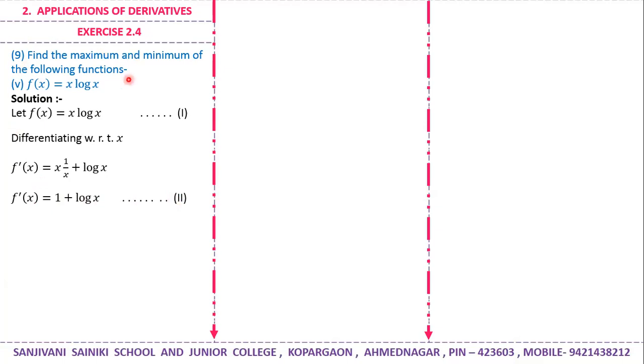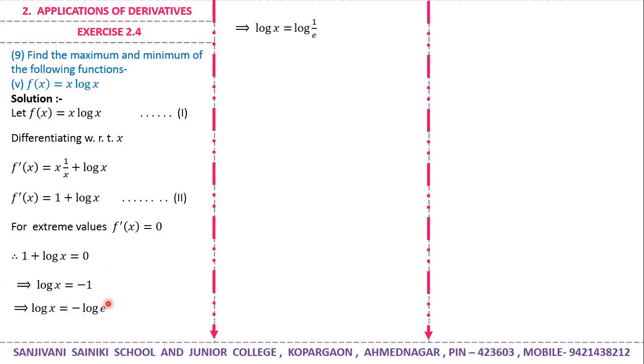Now for the function to have extreme values, the first derivative must be equal to 0. So equate 1 plus log x is equal to 0. So log x is minus 1. But this 1 I can write as log of e. Now this minus 1 I can take to the index, log of e raised to minus 1, that is log of x is equal to log of 1 upon e. So we get x is equal to 1 upon e.